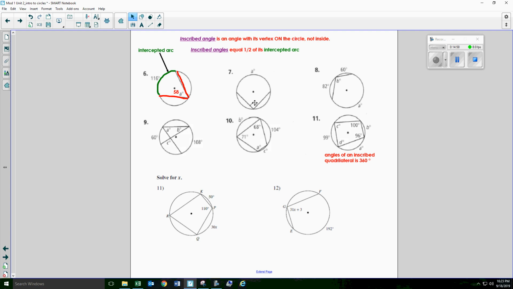Notice, this is a right angle symbol. How many degrees is that? 90. Remember, that means 90 degrees is half of its intercepted arc. So how do I go from the inscribed angle to the intercepted arc? I double it. So double 90 is 180.